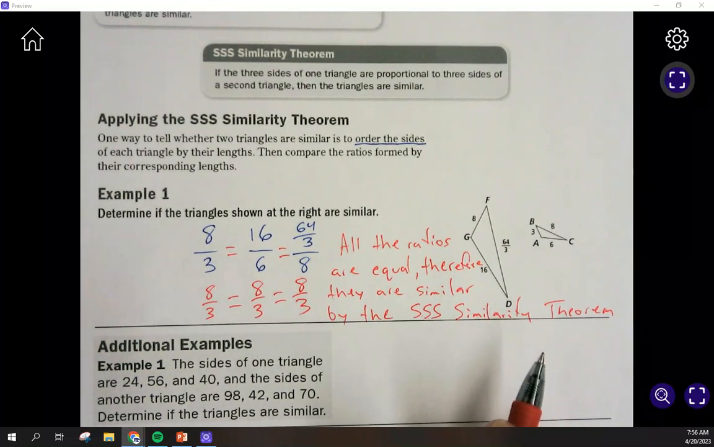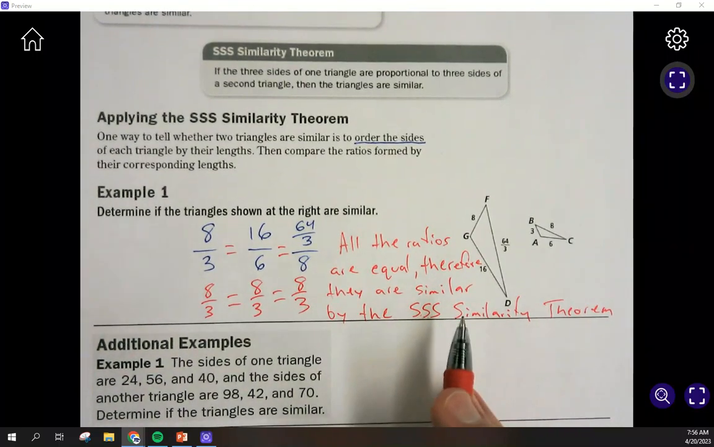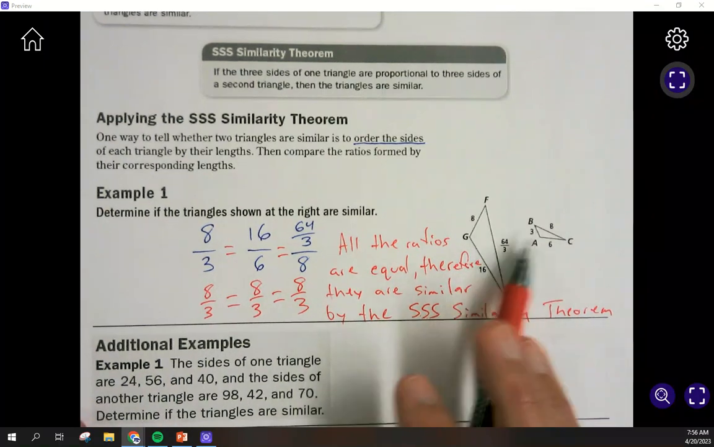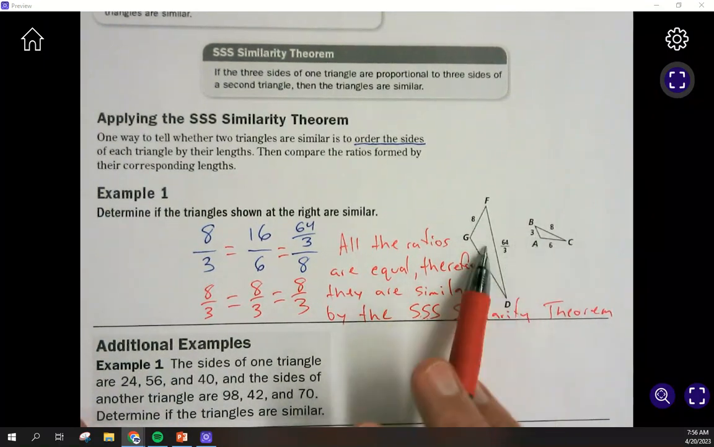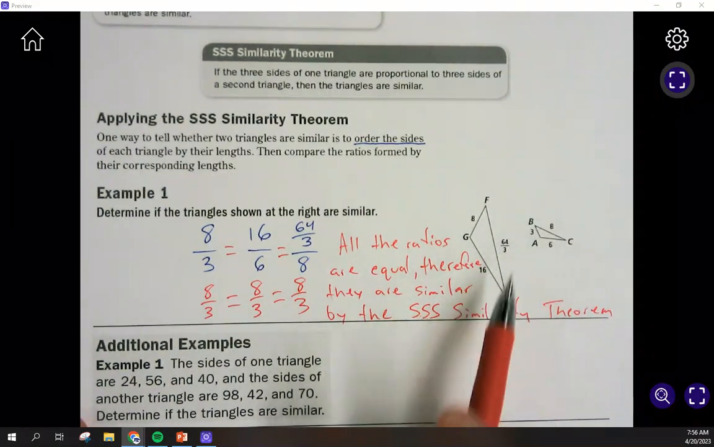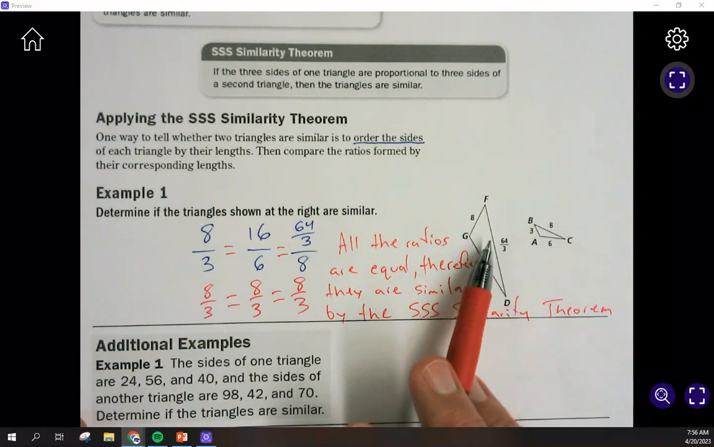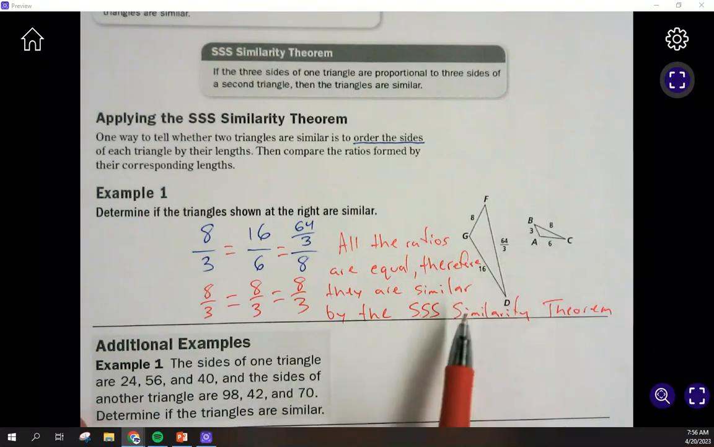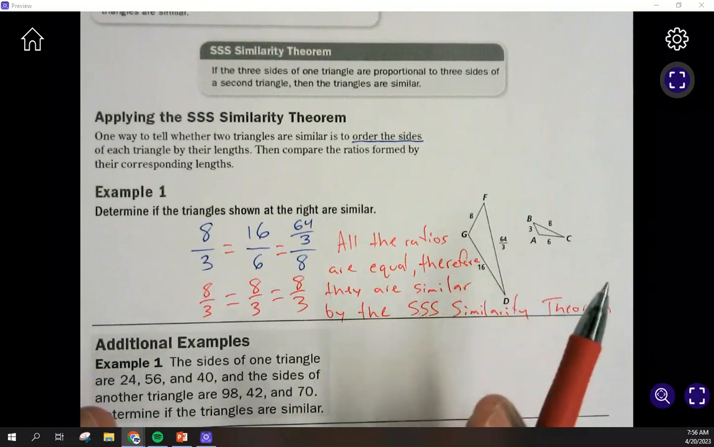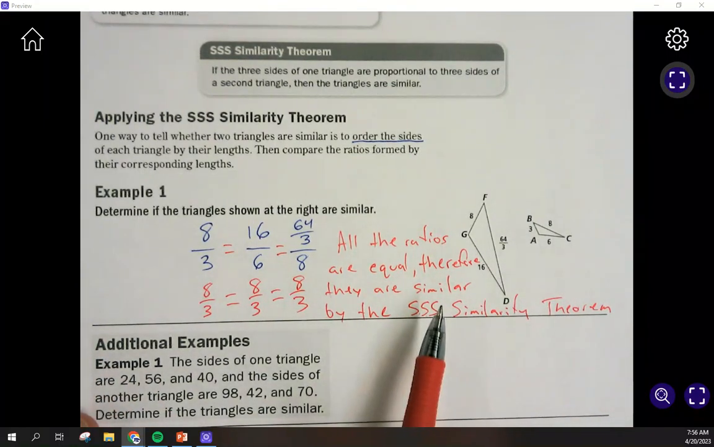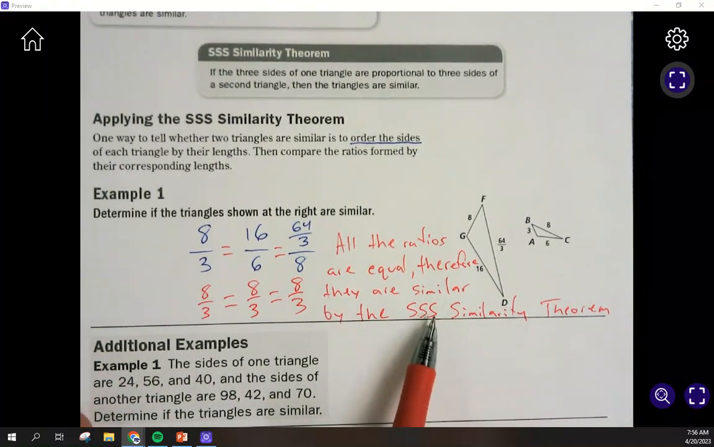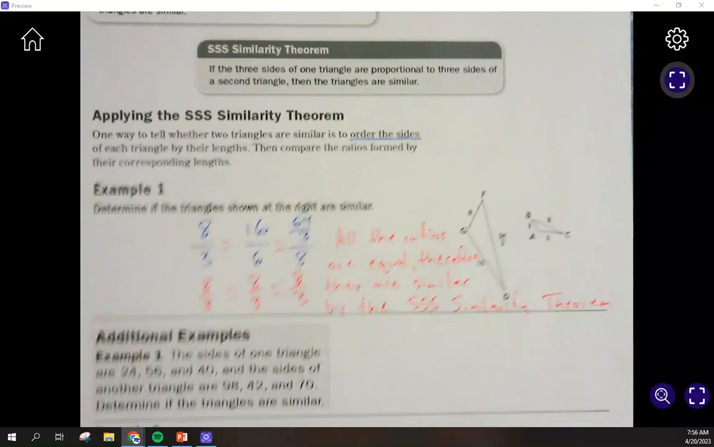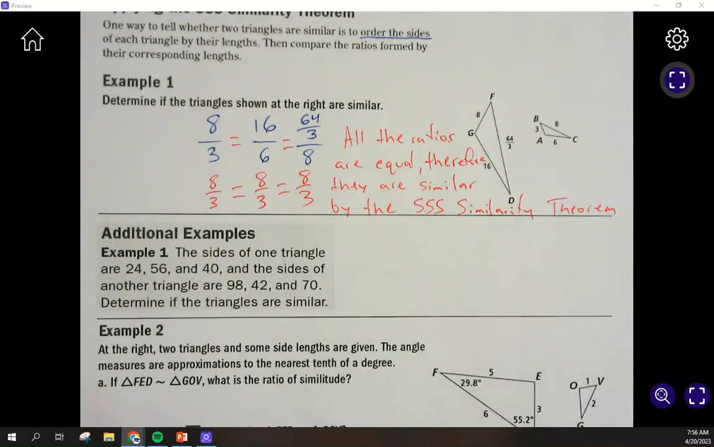If three sides of a triangle are the same size or congruent, then we know the triangles are congruent. And that's not what we're proving here, right? These are not the same size. These are not congruent, but they are similar. One is an enlargement of the other. One's a reduction of the other. It's the same triangle. It's just been enlarged or shrunk. And so they are similar. And so it's the SSS similarity theorem. All right, so real quick, let's try this one.